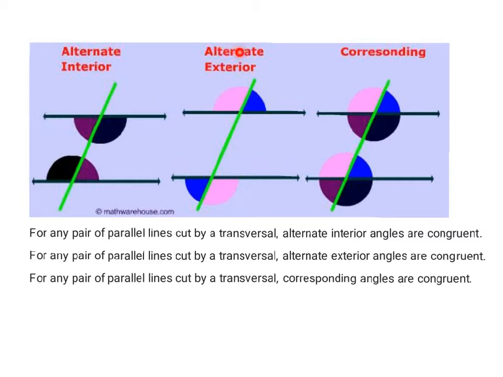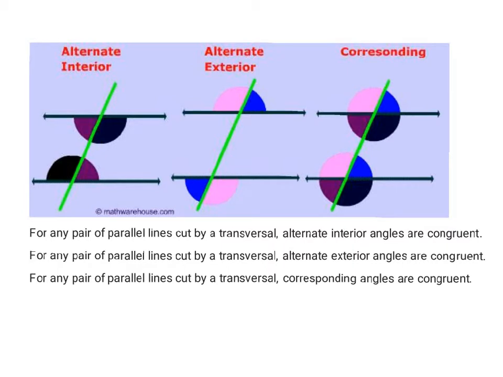And then there's opposite exterior or alternate exterior. So they're going to be opposite, but on the outside. So these pink ones are on opposite sides of the transversal, but they're outside of the parallel lines. These blue ones are opposite the transversal, but outside the parallel lines. So those two pairs will also be congruent.